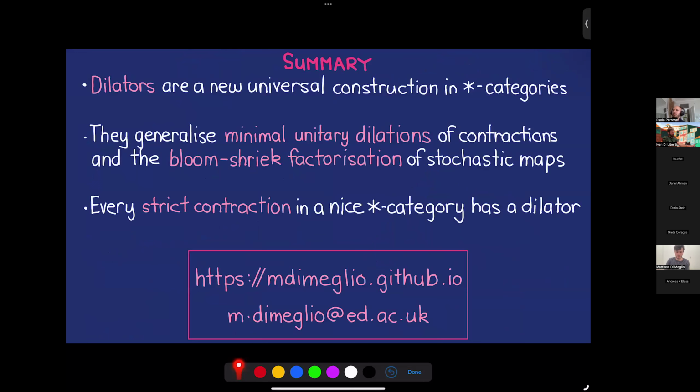Okay, so this is essentially where I'm going to end the talk. But to summarize, I introduced this new universal construction that I've called a dilator or a codilator. And this universal construction is inspired by the minimal unitary dilation of a contraction, but it also includes things like this Bloom-Schriek factorization of stochastic maps. And I gave a proof that every strict contraction in a nice enough star category has a dilator. So that's where I'm going to end. So yeah, thank you for your attention.